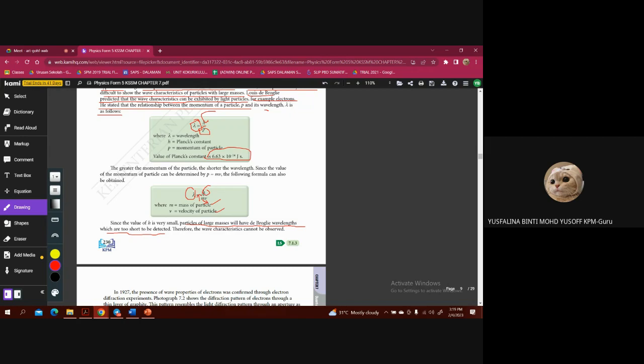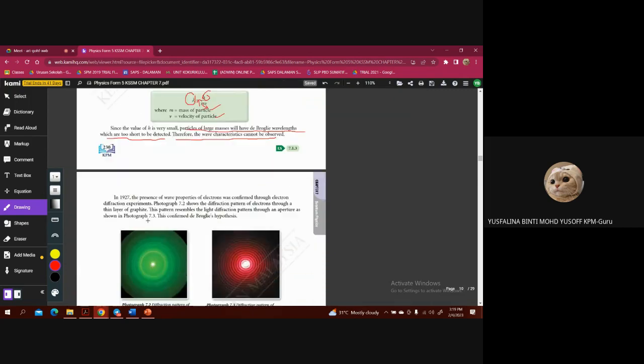This h is only 6.63 times 10 to the power of negative 34, which means like 0.00000, so it's very small. But then you divide it by a large number, so your lambda will become too small, and it's hard to detect. Therefore, the wave characteristic cannot be observed. So that's why we use light particles.